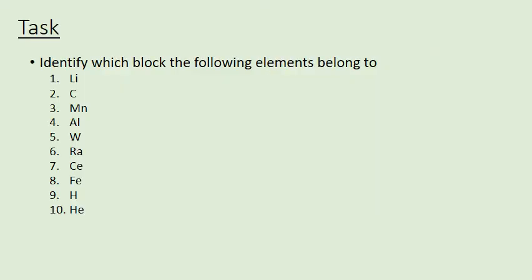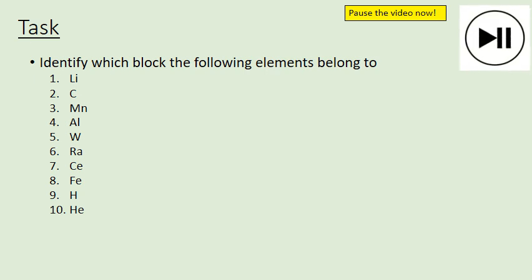Okay, so what you're going to do now is I'm going to ask you to identify which block these elements are in. So you're just going to identify each of these elements as either S, P, D, or F elements. In order to do this, you will need a periodic table and you will be supplied with one in the exam. Hopefully you have a paper-based one that you can use. If not, use a web version. So pause the video now, and when you think you've answered all 10, once you've identified the blocks, unpause the video and we'll go through them.